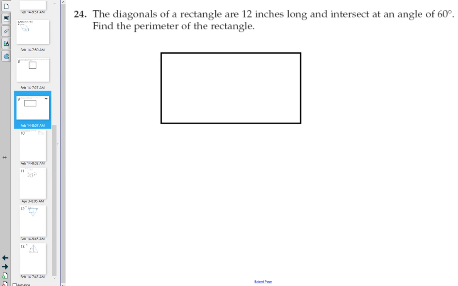So the diagonals of a rectangle are 12 inches long and intersect at an angle of 60 degrees. Find the perimeter of the rectangle. So let's draw a picture. I've already drawn the rectangle. Let's draw the diagonals. The diagonal is 12 inches long and intersects at an angle of 60. It looks more like a 60. Say that one 60. It doesn't really make a difference.